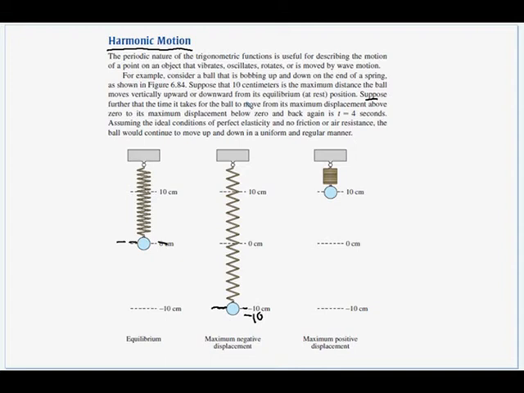Suppose further that the time it takes for the ball to move from its maximum displacement above 0 to the maximum displacement below 0 and back again is 4 seconds. So let's say we're up here where the spring is fully compressed. To have the spring fully extend and then come back up takes 4 seconds. Assuming the ideal conditions of perfect elasticity and no friction or air resistance, the ball would continue to move up and down in a uniform and regular manner.